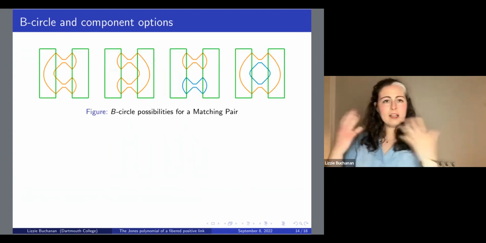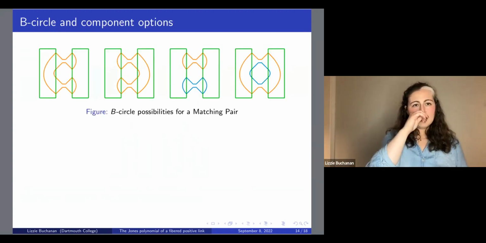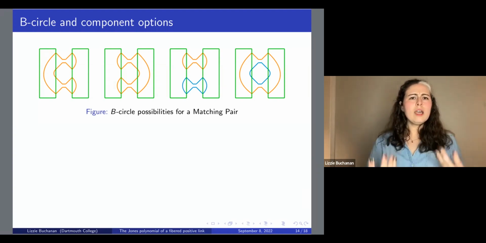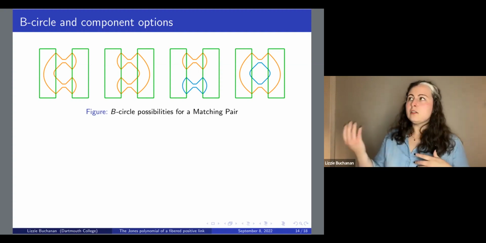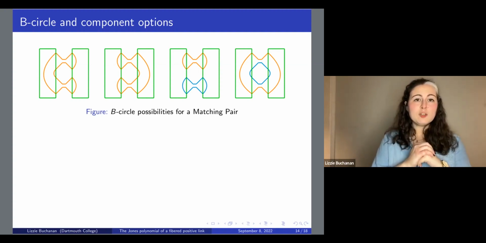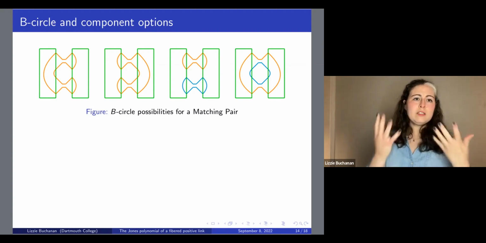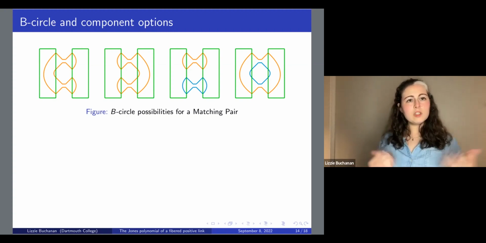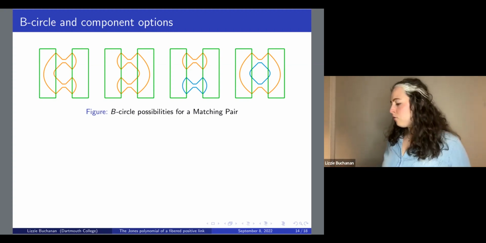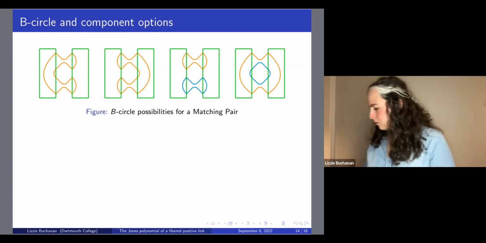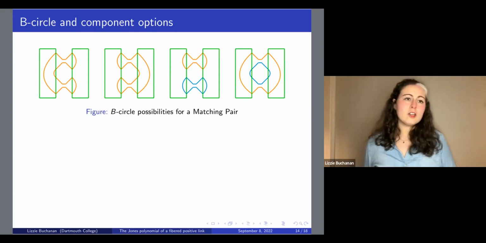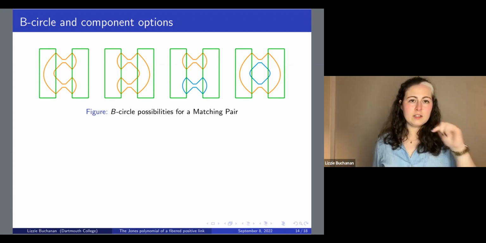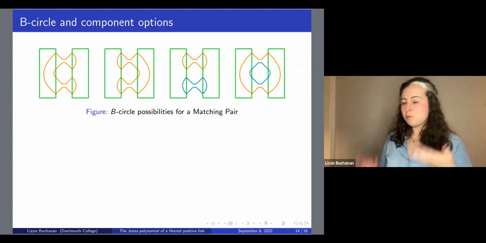So now we're imagining we have matching pairs. And now we want to think about, okay, what could the B circles look like? If I took a diagram and I looked at the matching pairs, what would the B circles look like? On the matching pair, would those arcs be part of the same B circles? Would they be part of different ones? And so there are four options here drawn out. So first of all, either there can be one B circle that's involved in the arcs of the matching pair, or there could be two. And then there's multiple ways for each.